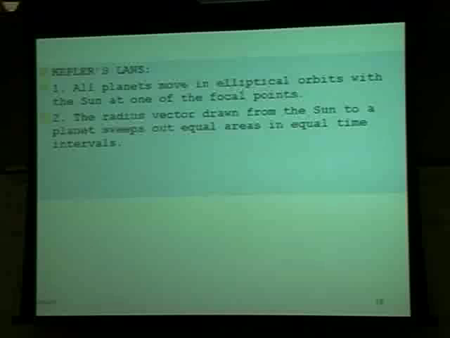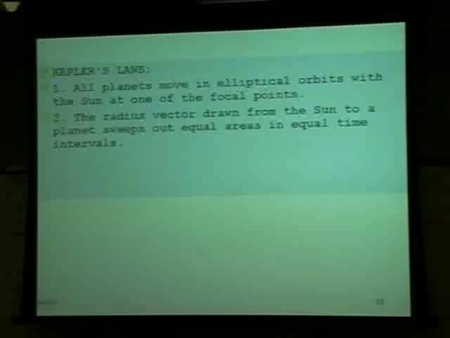Law number 2, the radius vector drawn from the sun to a planet sweeps out equal areas in equal time intervals. So what Kepler was saying is, as a planet moves around the sun, if you look at the slice of pie that it subtends when it goes from one point to another point, that area is always equal for equal amounts of time that the planet is going around the sun. How he came up with this, I'm not really sure, but if you have 16 years to pore over the data and you're pretty smart, you can come up with something like this.